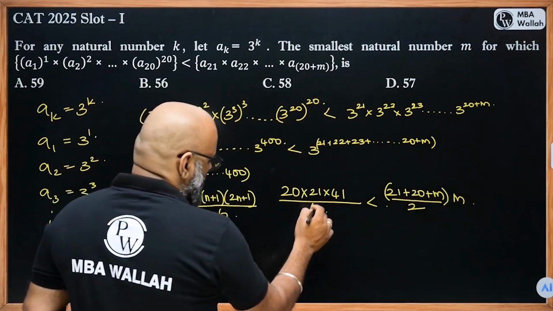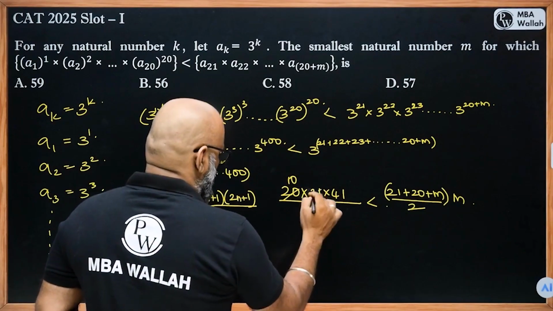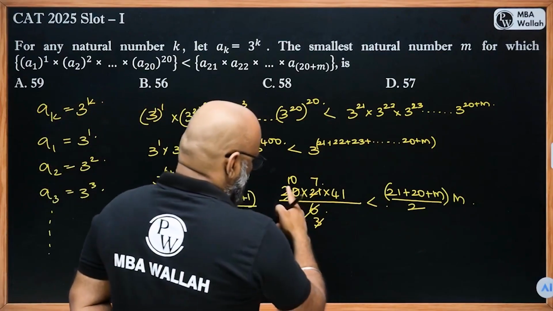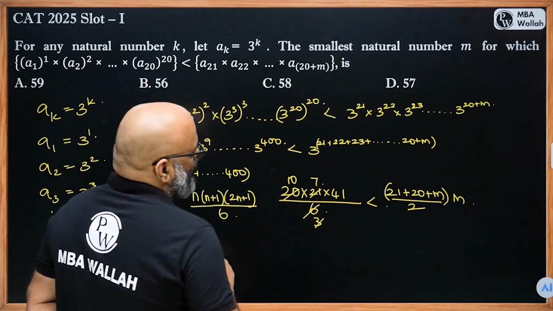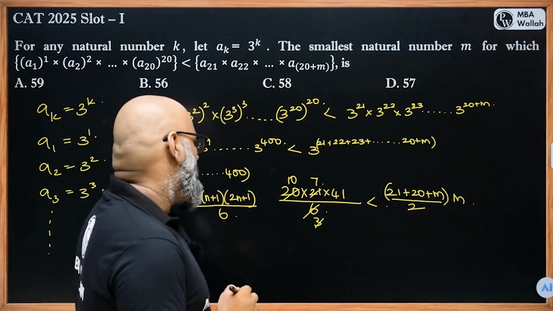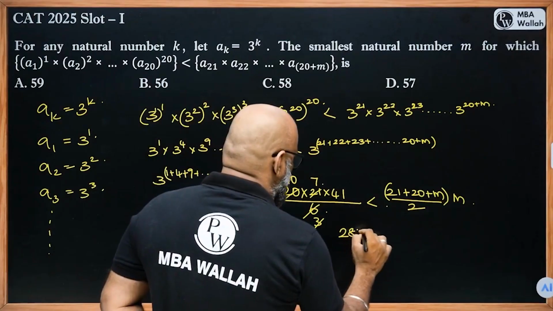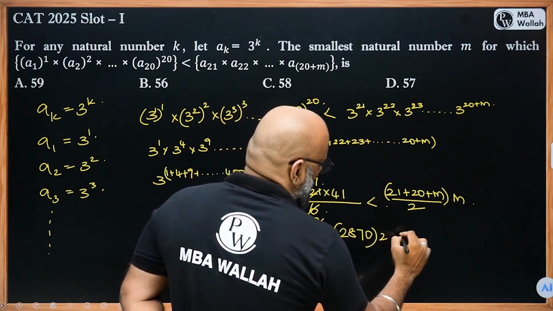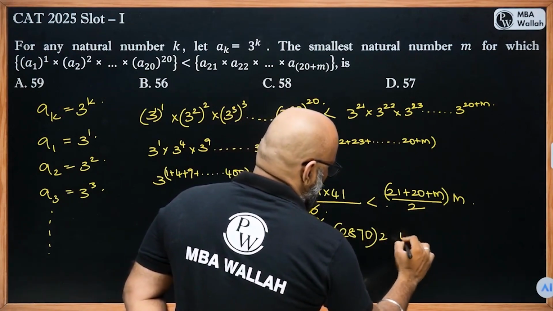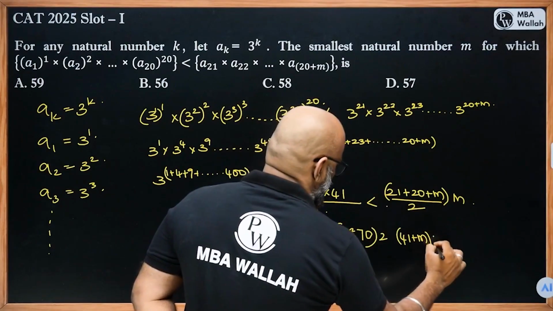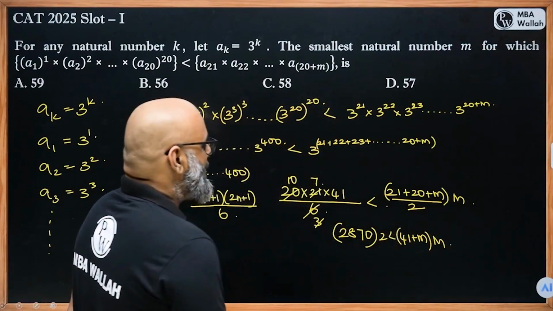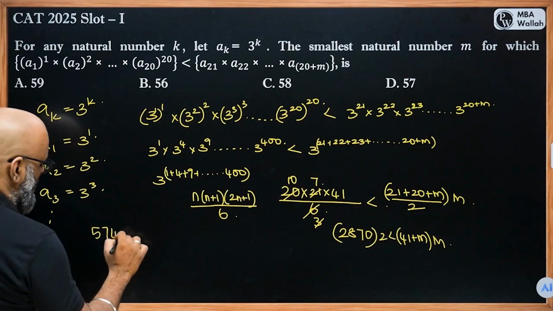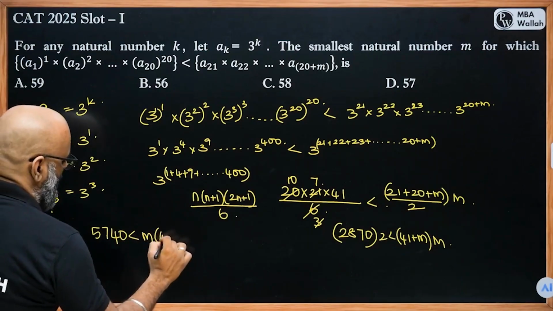Let's simplify this. This will be 10, 3. This will be 7. Now this is 70 into 41. 7 into 40 is 280. This will be 2870 into 2 from here, bringing this 2 here. This will be 41 plus m into m. So I'm going to rewrite this, multiply this here. 5740 is less than m into 41 plus m.